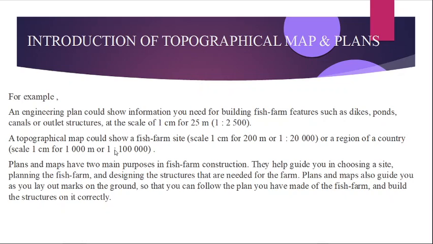Here RF 1:1 lakh means 1 centimeter of map represents 1 lakh centimeter on the ground. Or you can say 1 centimeter for 200 meter represents RF 1 is to 20,000. That is, 1 centimeter of map represents 20,000 centimeter on the ground surface.